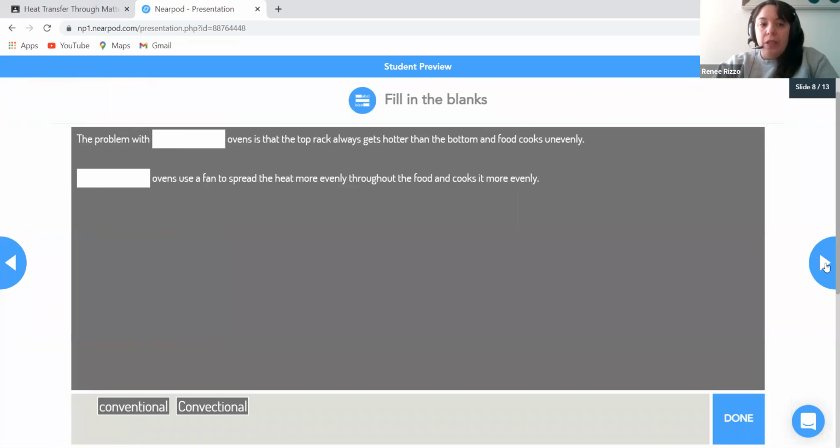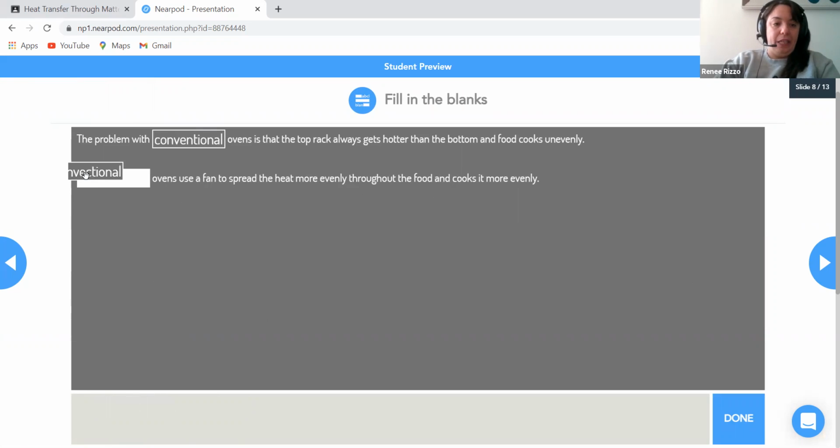So after the video, I take these fill in the blank questions straight from the video. The problem with blank ovens is that the top rack always gets hotter than the bottom and food cooks unevenly, and it would be conventional that the student would drag there. And convectional ovens use a fan to spread the heat more evenly throughout the food and cooks it more evenly. So students not only learn a science concept, but they learn a functional skill that could help them in their daily lives.